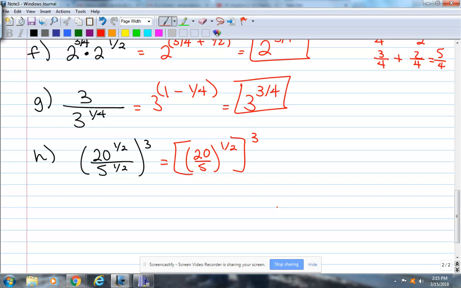Very good. So if they have the same exponent here, that means you can squish these two together. Does that make sense to everybody? If they have the same exponent here, you can squish these two together. So what is 20 divided by 5? 4. And we're going to skip a step. What is 1/2 times 3?